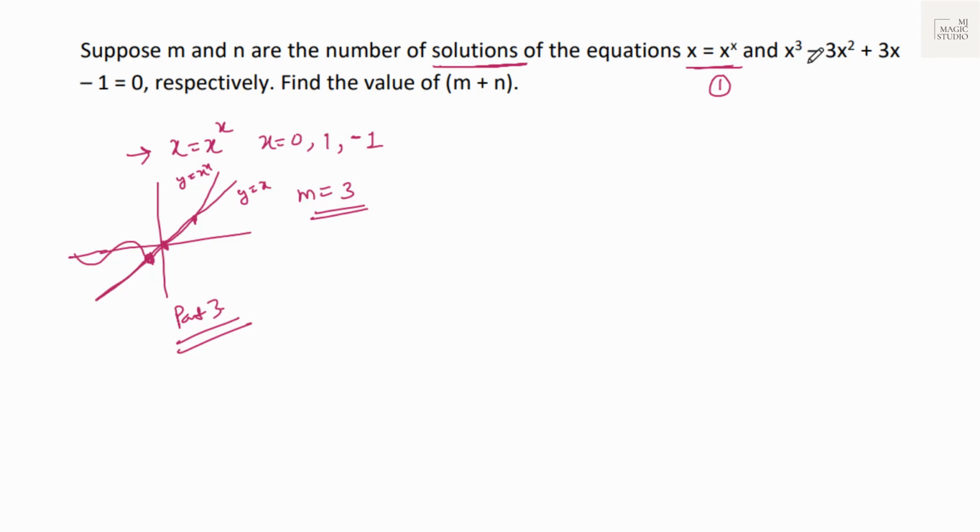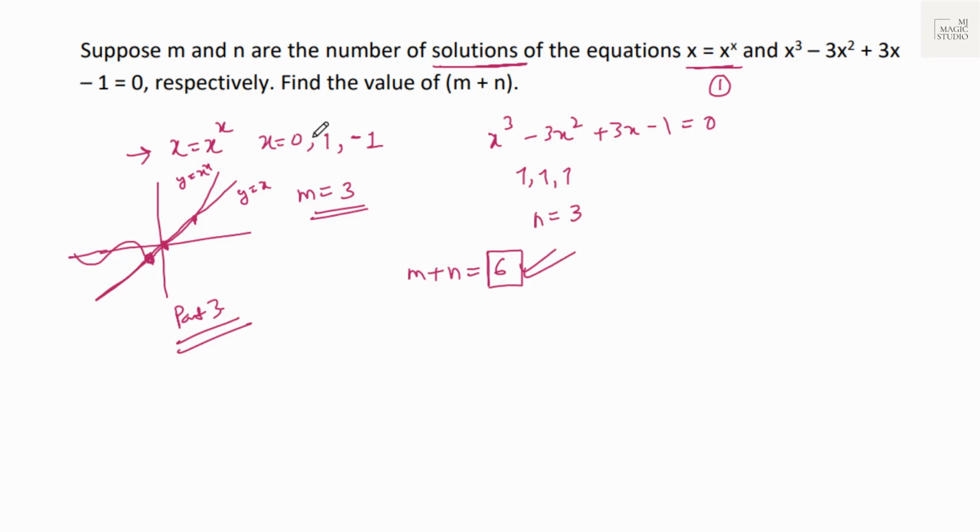Now the second one is a cubic equation, x cube minus 3x square plus 3x minus 1 equals 0. It's a cubic equation, so the number of roots will be 3. All the roots are 1, 1, 1, that is some other thing, but the number of solutions would be 3. n will be equal to 3. So what is the value of m plus n in this question? m plus n is 6. We have to type in 6.